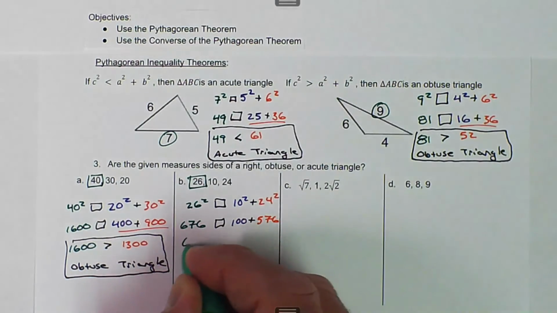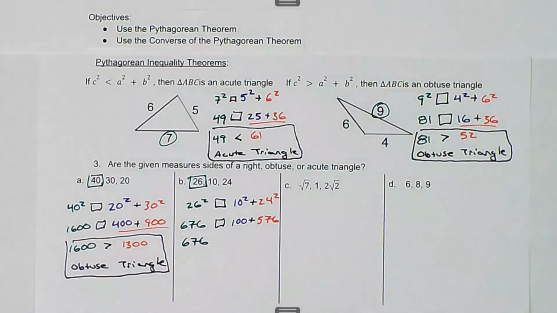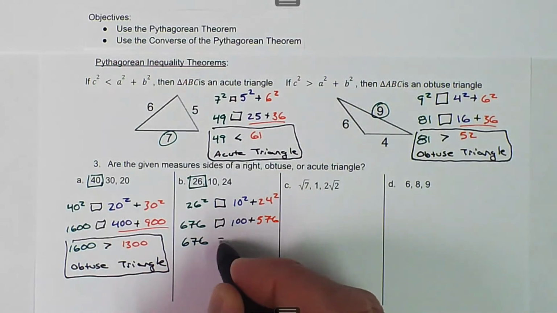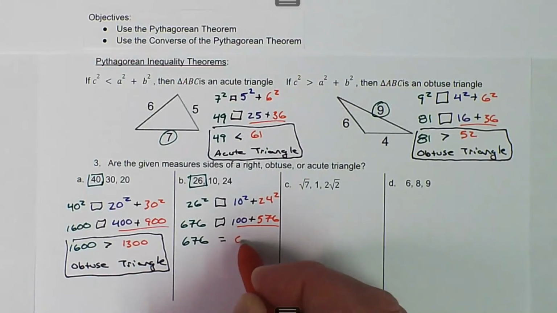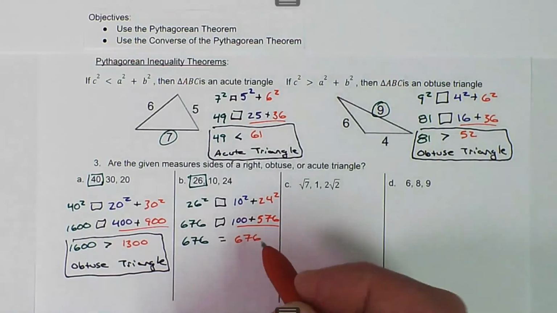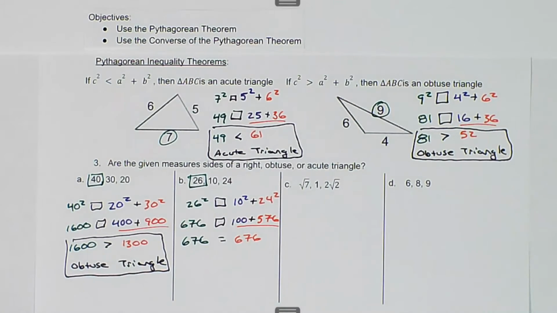So 676 is equal to 676. So this is a right triangle.